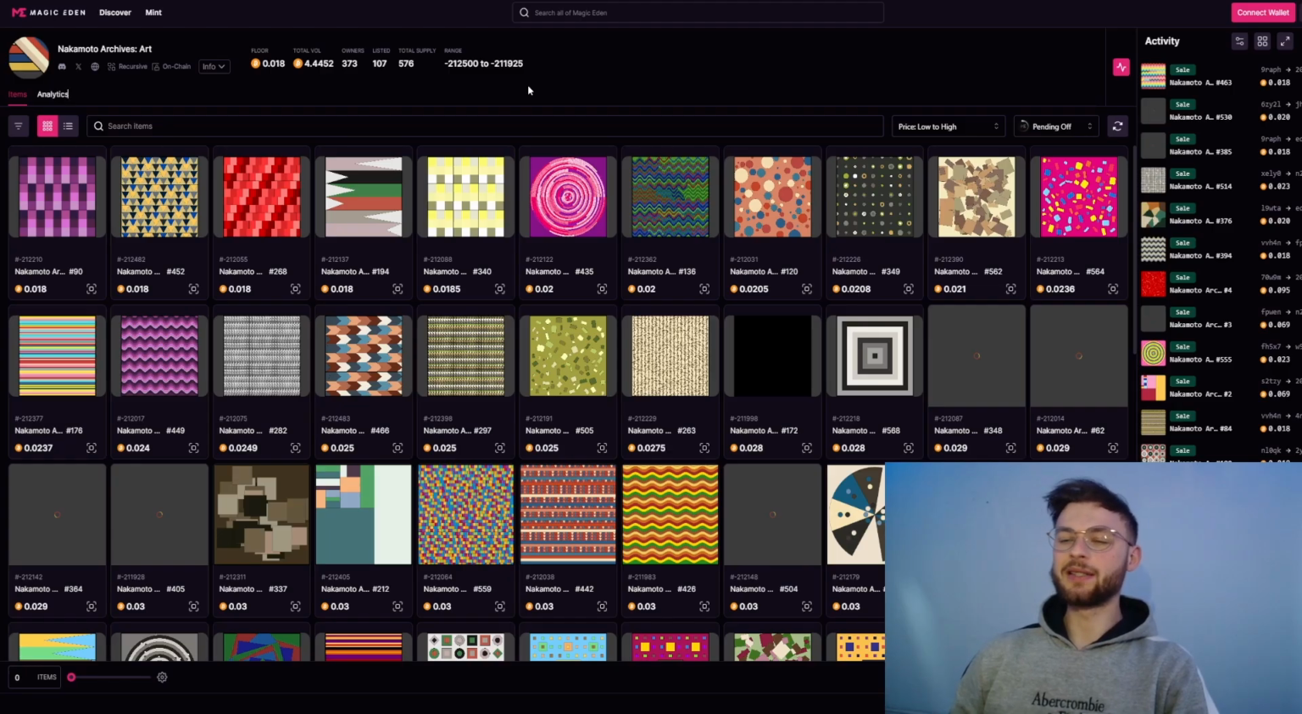What's interesting to me is that we have more artists releasing different artwork on Ordinals. We had the Nakamoto Archives by Lifolip in the past week. You can see this collection was completely free to mint and it did really nice results. Currently the cheapest one you can get for 0.018. You can collect your favorite art on Bitcoin.